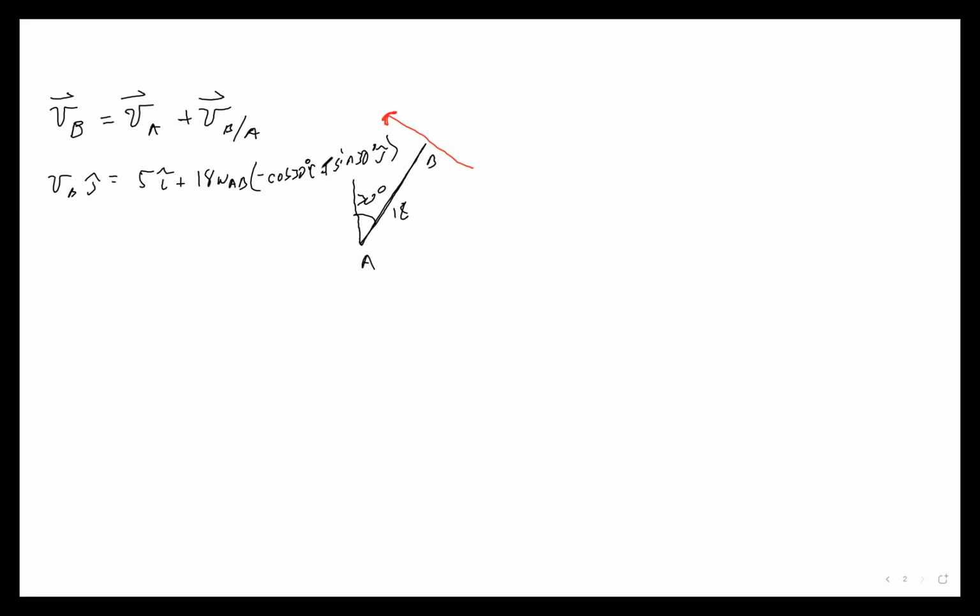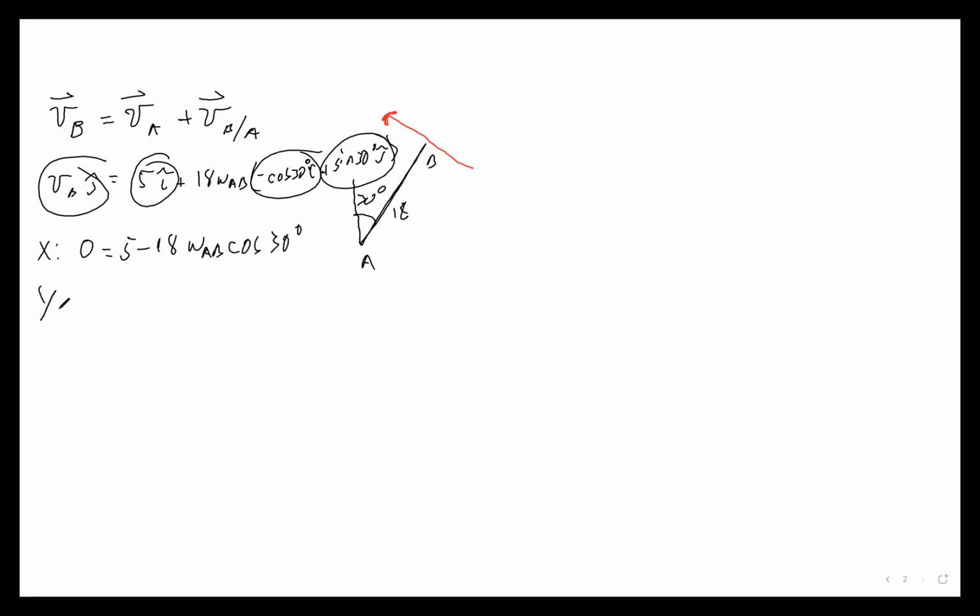Two equations, two unknowns. Sorry, that got a little messy there. But remember, the I hats and the I hats, and then the J hats and the J hats, are in their separate equations. All right, just to make things a little more clear. So the I hats, the X direction, I'll go ahead and write this one out just in case people have been struggling. So 0.5 minus 18 omega AB cosine 30 degrees. And then the y terms are the velocity of B, which is unknown, equal to 18 omega AB sine 30.